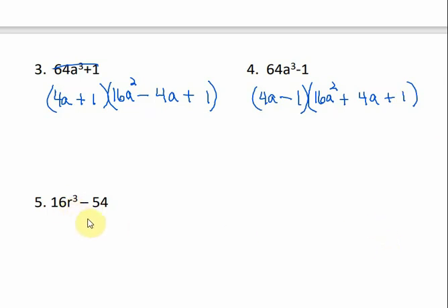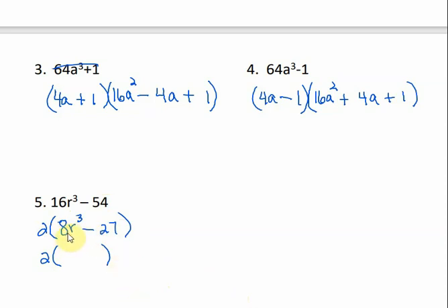Alright, for number 5. First of all, these are not perfect cubes, so let's see if there's a greatest common factor. Well, I know that they're both divisible by 2. So if I factor out a 2, I'm left with 8r cubed. And then 54 divided by 2 would be 27. Now I have perfect cubes. So again, anytime I factor out a greatest common factor, make sure that we bring that along with our answer. Okay, and then I'm just going to factor this using a difference of perfect cubes.